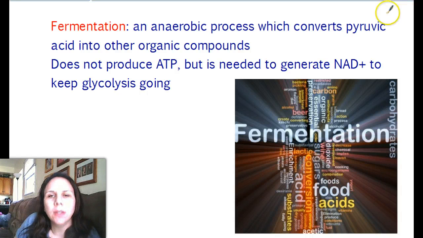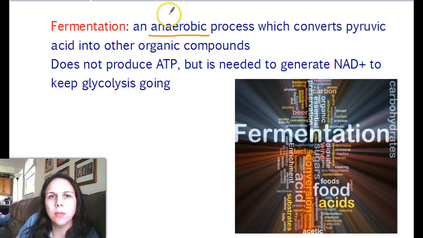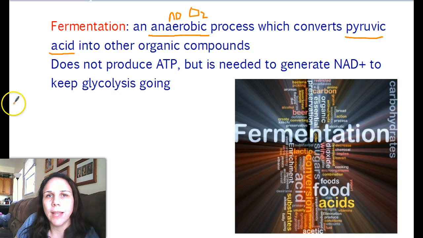Welcome back. Now we're going to talk about fermentation, which is what happens when glycolysis occurs and there's no oxygen around. It gets followed by fermentation. Fermentation is an anaerobic process, which remember we said means that there's no oxygen around. And what it does is it converts pyruvic acid into other organic compounds, like lactic acid or alcohol or carbon dioxide.